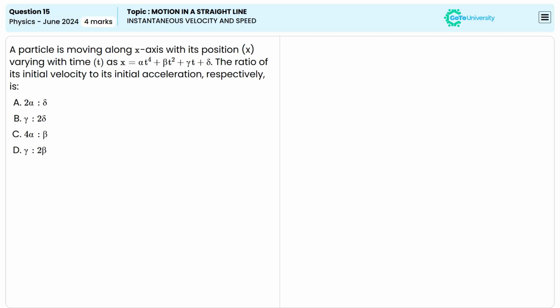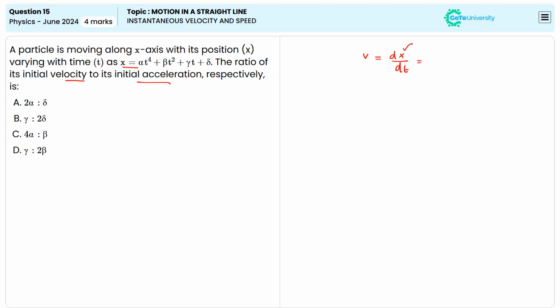What is the ratio of initial velocity to its initial acceleration? The value of displacement with respect to time of a particle is given in the question. It's known that velocity is nothing but the rate of change of displacement. So here we have a value of displacement.